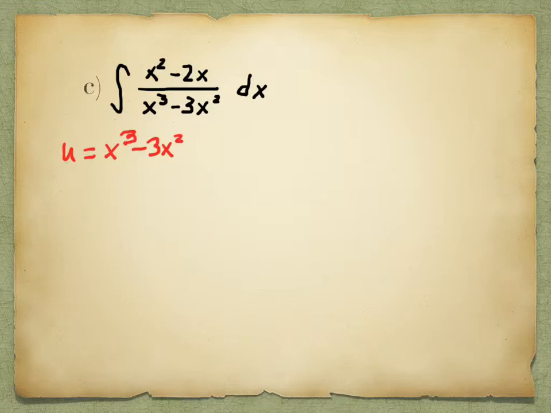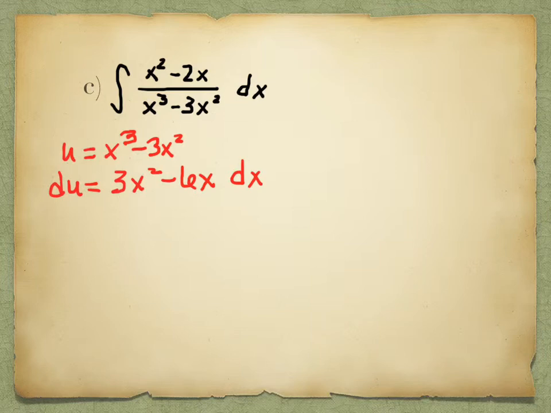Okay, that sounds good. Then what? Take the derivative. du is going to be, and then dx. Okay, that doesn't quite look like the numerator, but it could. How could I change it so that it does look like the numerator?